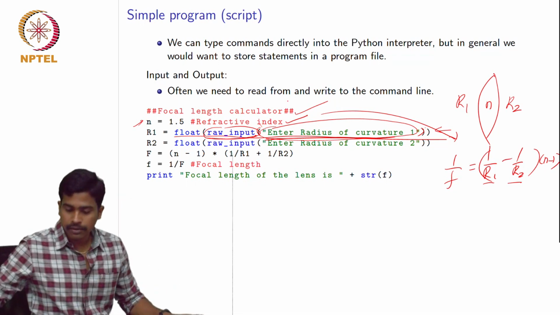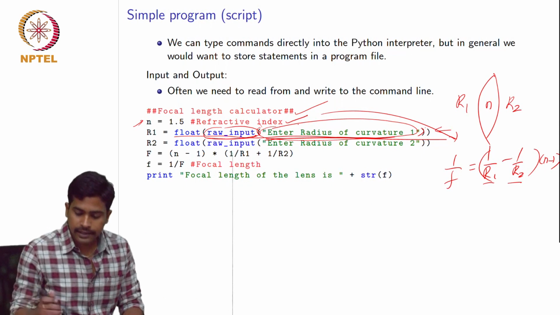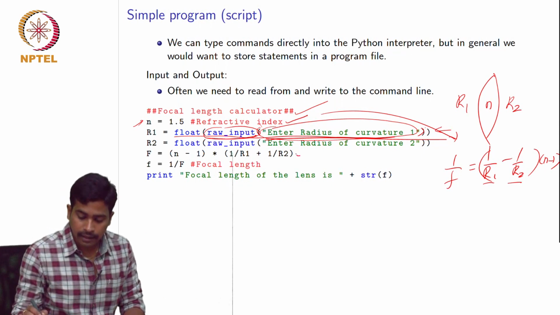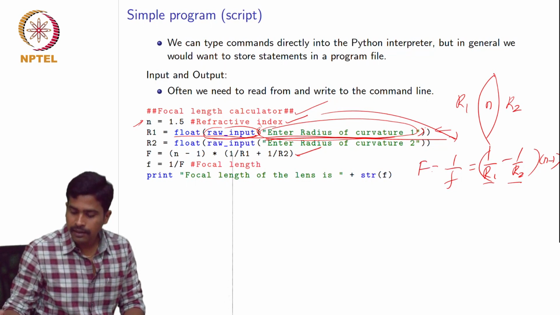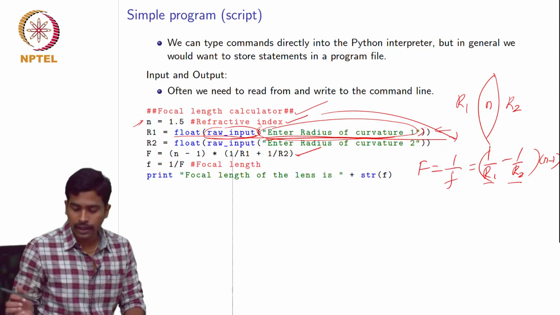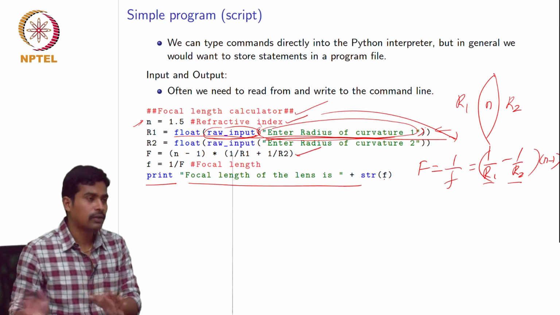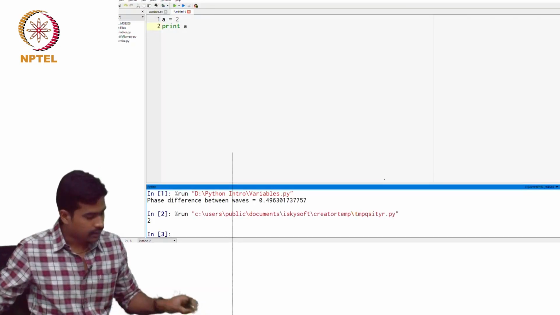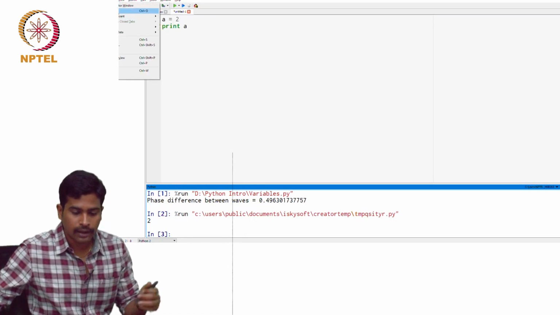Okay. So to understand this program, this is the formula that we use to calculate the focal length, and capital F is this. In order to know the focal length, we just have to calculate 1 divided by capital F, and finally we want to print "the focal length of the lens is so and so value". So now let us go back. I have already written this.